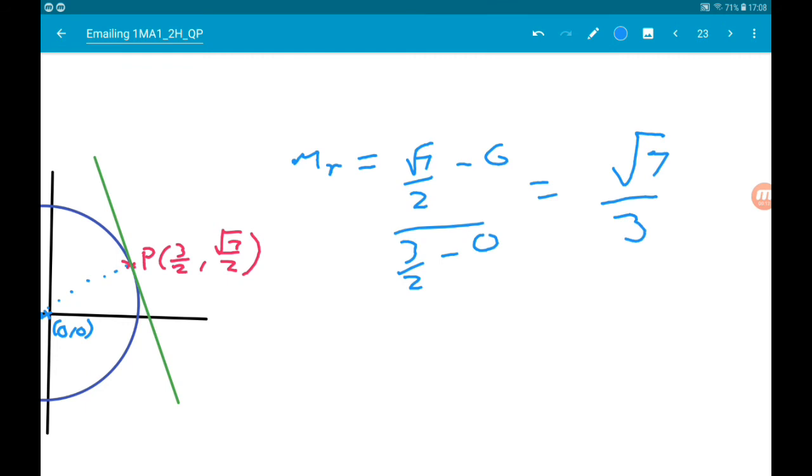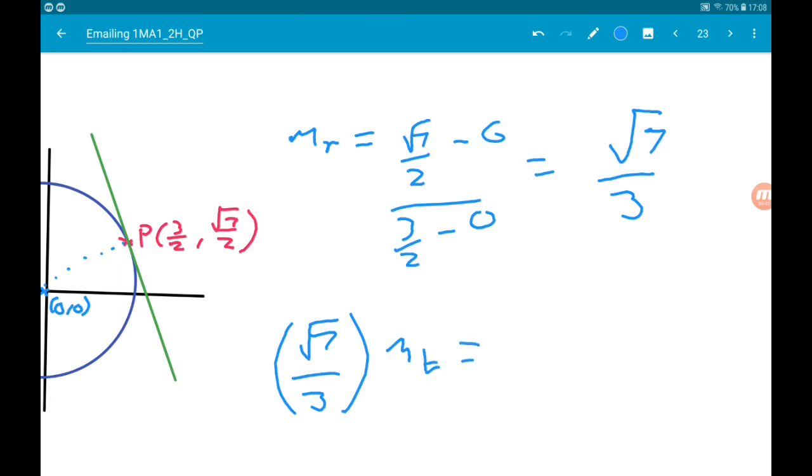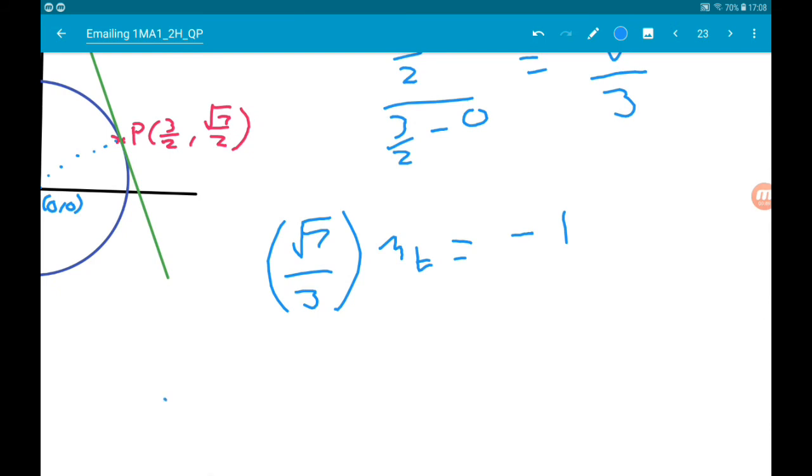Okay, so because a radius and a tangent are perpendicular, their gradients multiply together to -1. So now we know that root 7 over 3 times the gradient of the tangent is equal to -1. So if we multiply through by 3 and divide by root 7, gradient of the tangent is -3 over root 7.